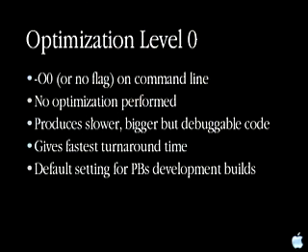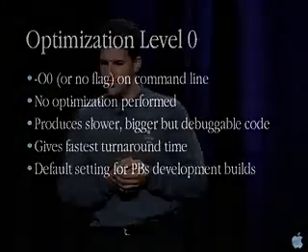So the first one is optimization level 0. It's basically the default for GCC. If you pass no optimization flag on the command line, you get no optimization. You can also pass -O0. The reason they have that is it allows you to override a previously passed optimization flag. It does no optimization. So what you get is slower and bigger code, but code that you can easily follow in the debugger.